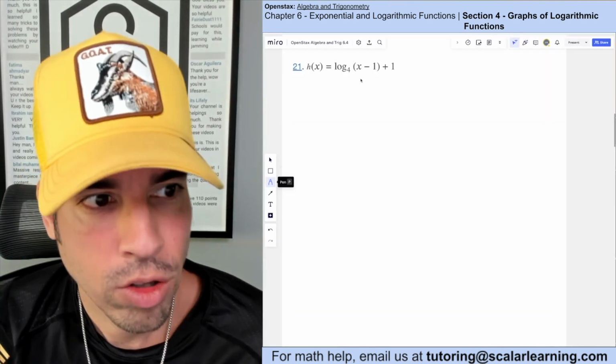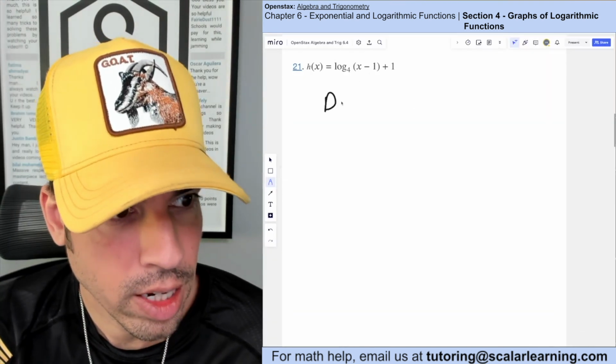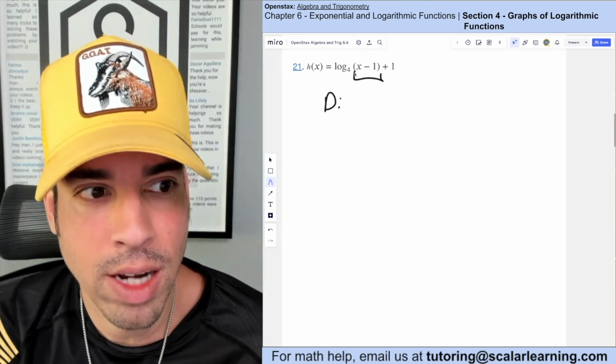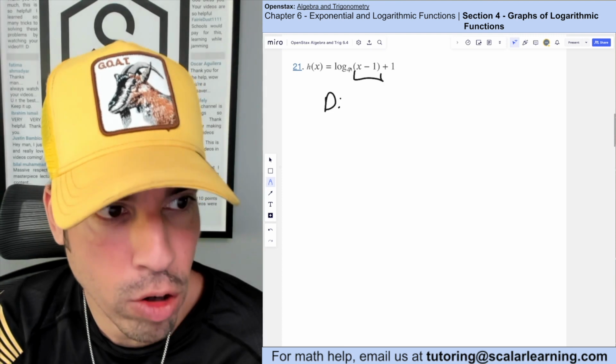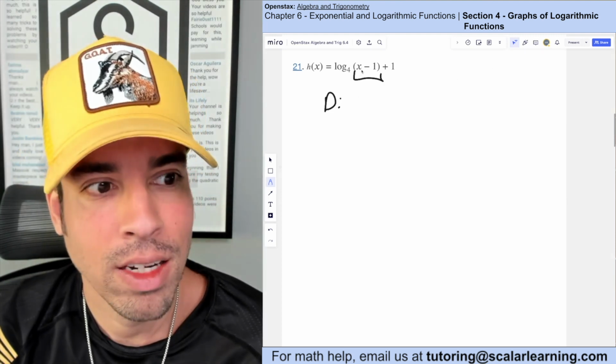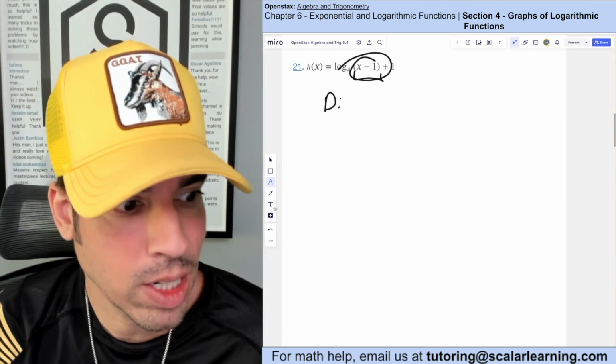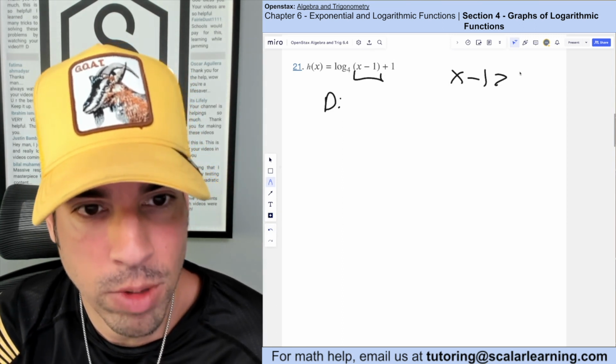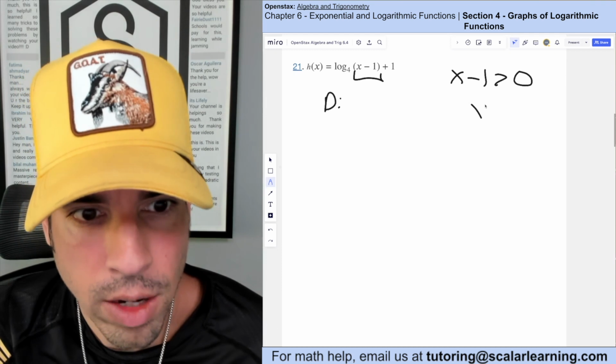So for this one, we're going to start with the domain and range. And again, the domain is determined by when we're going to have viable options for a logarithmic function. And that is only doable when the argument is above 0. So we already have this limitation that x minus 1 must be greater than 0. So here we're going to add 1 to both sides.